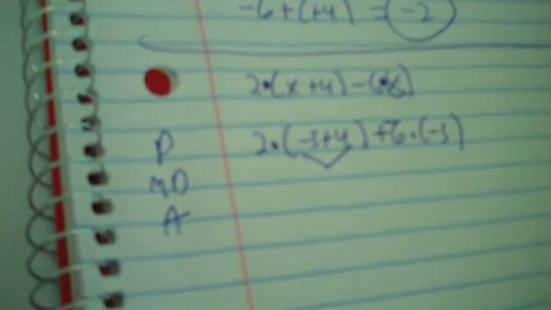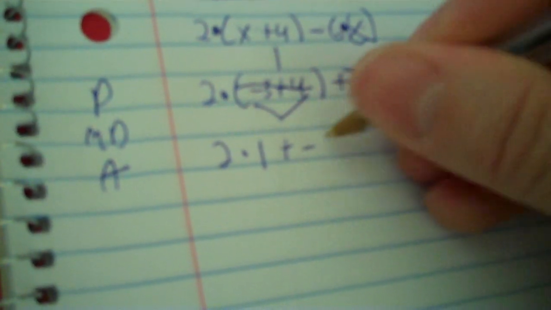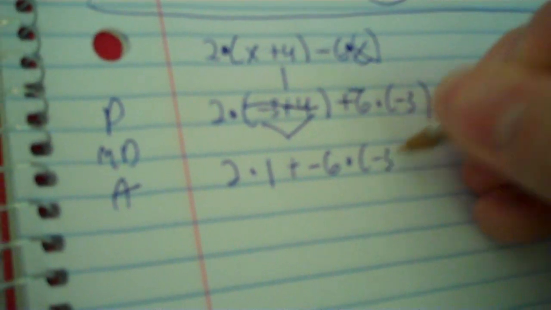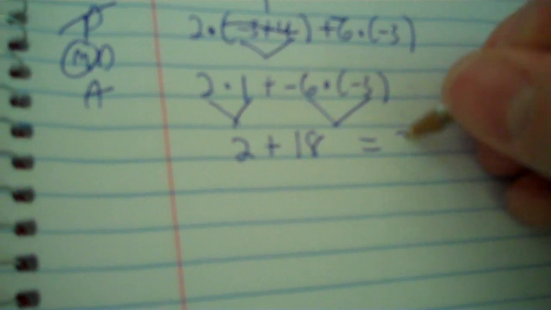Now I can go into my operations. Parentheses, yeah, we can simplify negative 3 plus 4. Negative 3 plus 4, 1, 2, 3, 4. That's 1. Okay. So we now have 2 times 1 plus negative 6 times negative 3. Multiplication, yep, right there and right there. So that's 2. Negative times a negative is a positive. 3 times 6 is 18. And 2 plus 18 is 20.